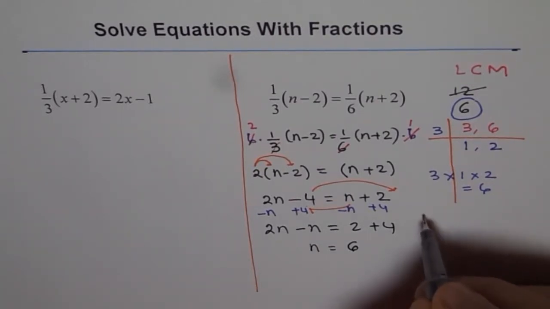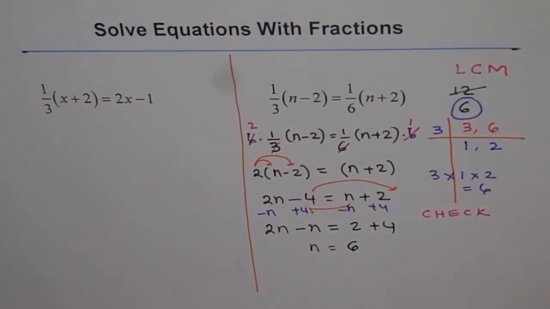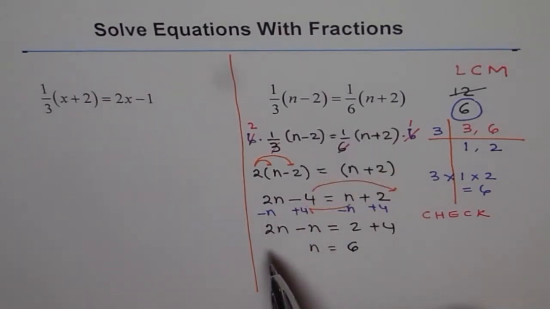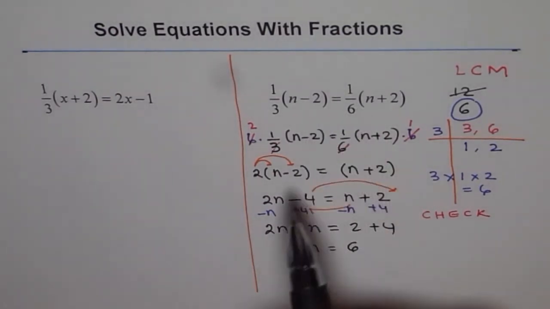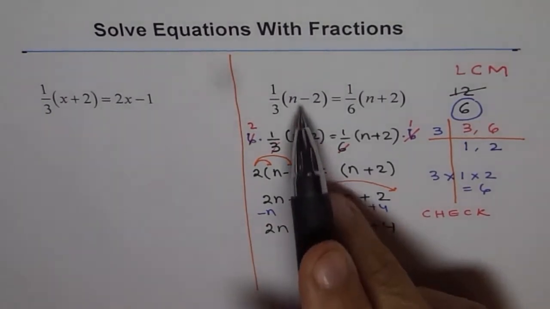As we have done earlier, we will try to check the answer, right? So let's check our answer. Checking the answer means substituting the value of the variable which you got and seeing whether the sides are equal or not, or whether the equation is satisfied or not. So let's do it. We'll put 6 for n and see.